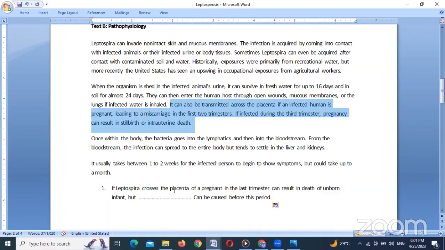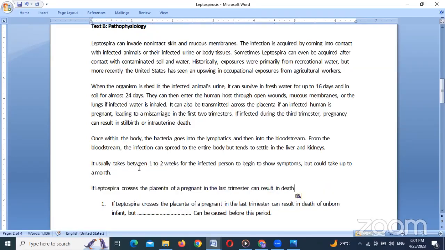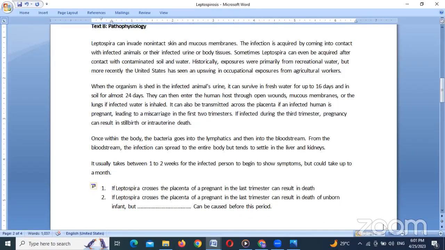If I ask a question like this, if leptospirosis crosses the placenta of a pregnant woman, okay, let me show you. If I ask a question like this, okay.